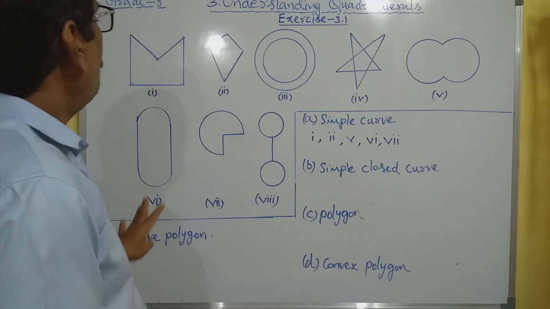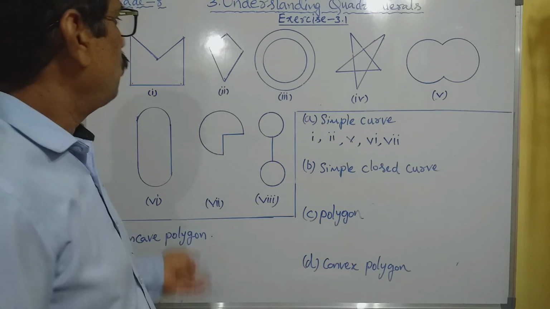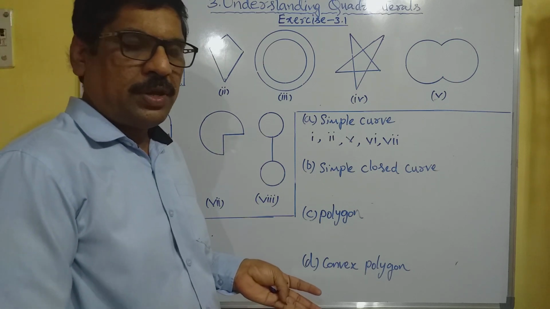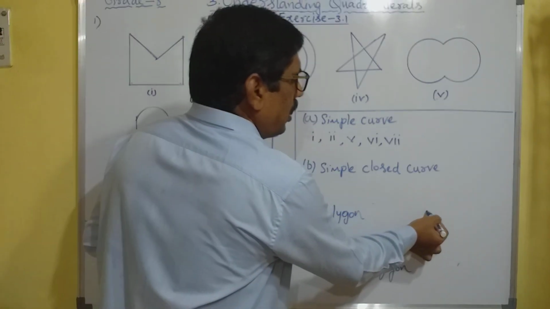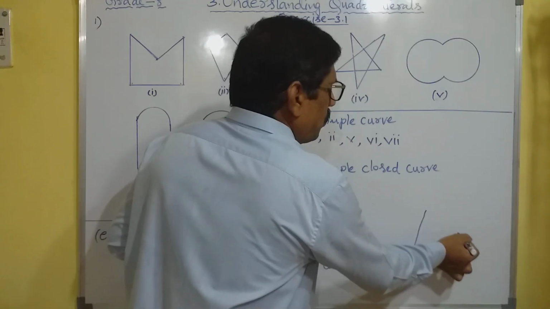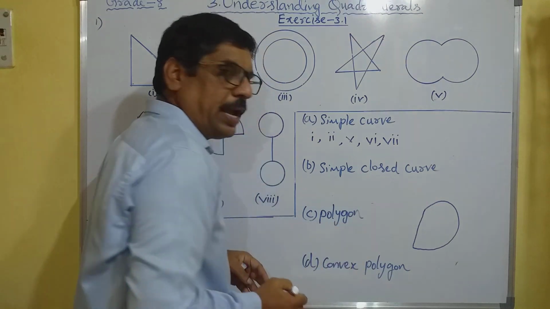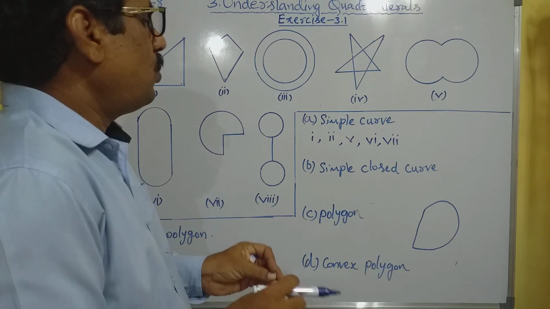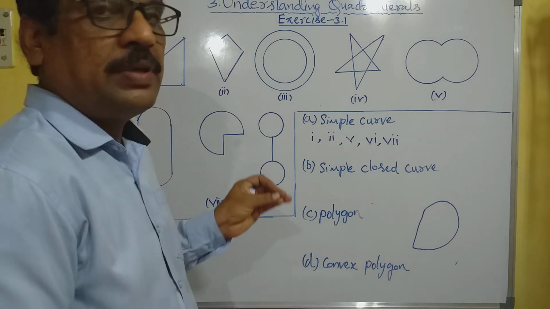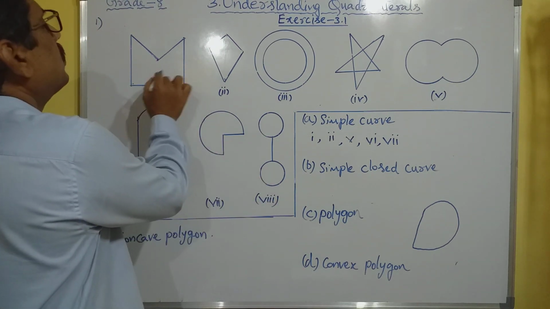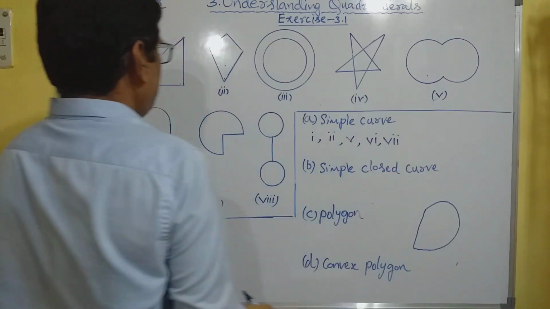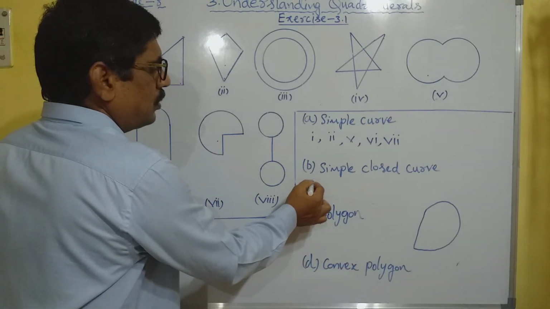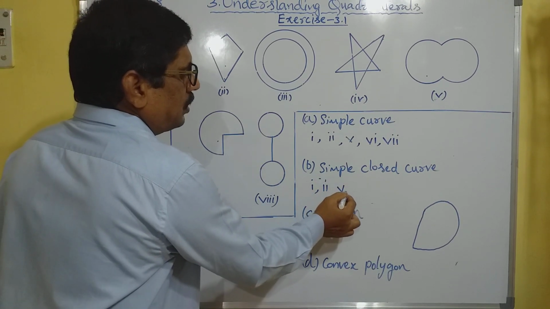Among them, no figure is open, so all those figures are closed only. So what is meant by a closed figure? If you start drawing a figure and you come to the starting point again, if the starting point and ending point come together without intersecting at any point, we can call it a simple closed curve. So the first one, second one, fifth one, sixth one and seventh one are all simple closed figures. The same answer we can write for this one also.